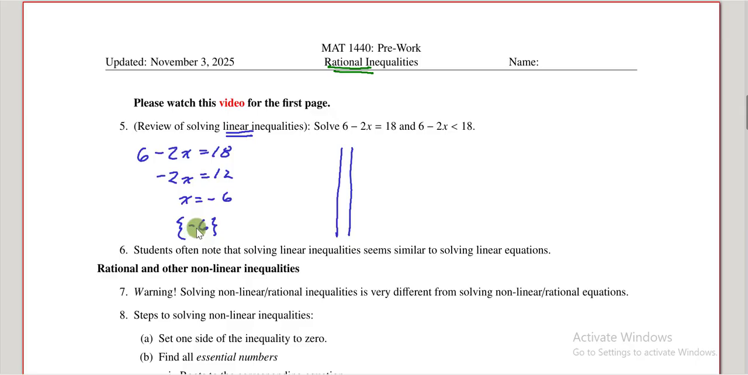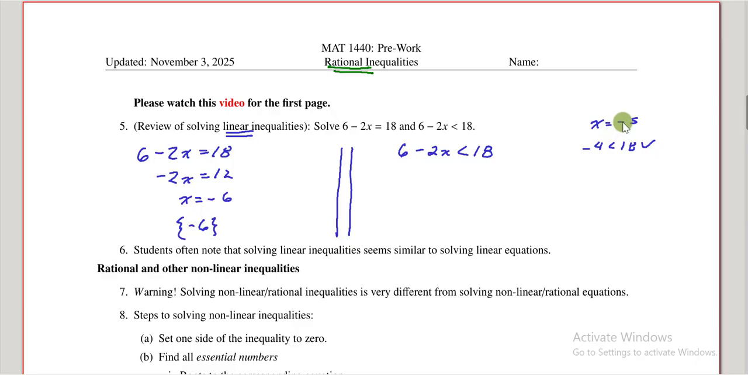Over here, we're going to find all of the values for x which make this true. And if you were to just guess and test, for example, if you were to plug in 5 for x into this inequality, you would get a true statement. Notice you'd have 6 minus 10 is negative 4, and sure enough, negative 4 is less than 18. That checks.